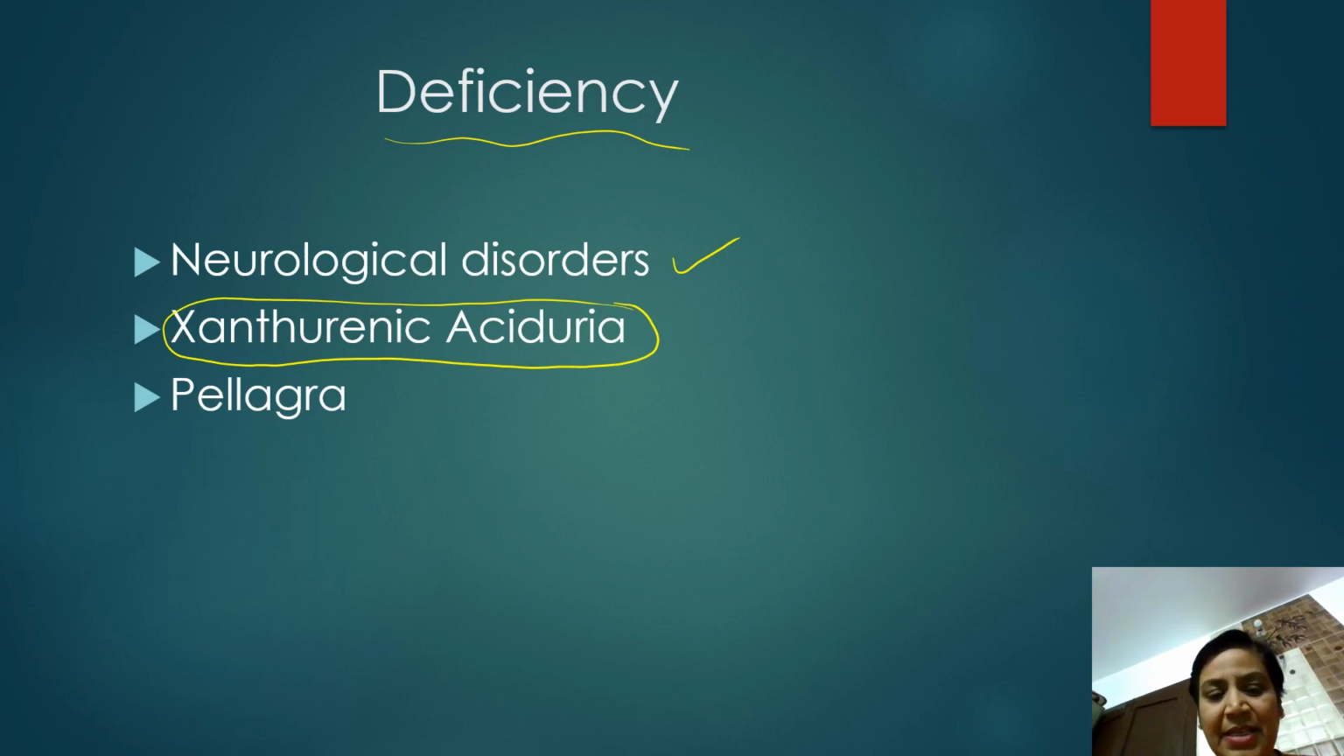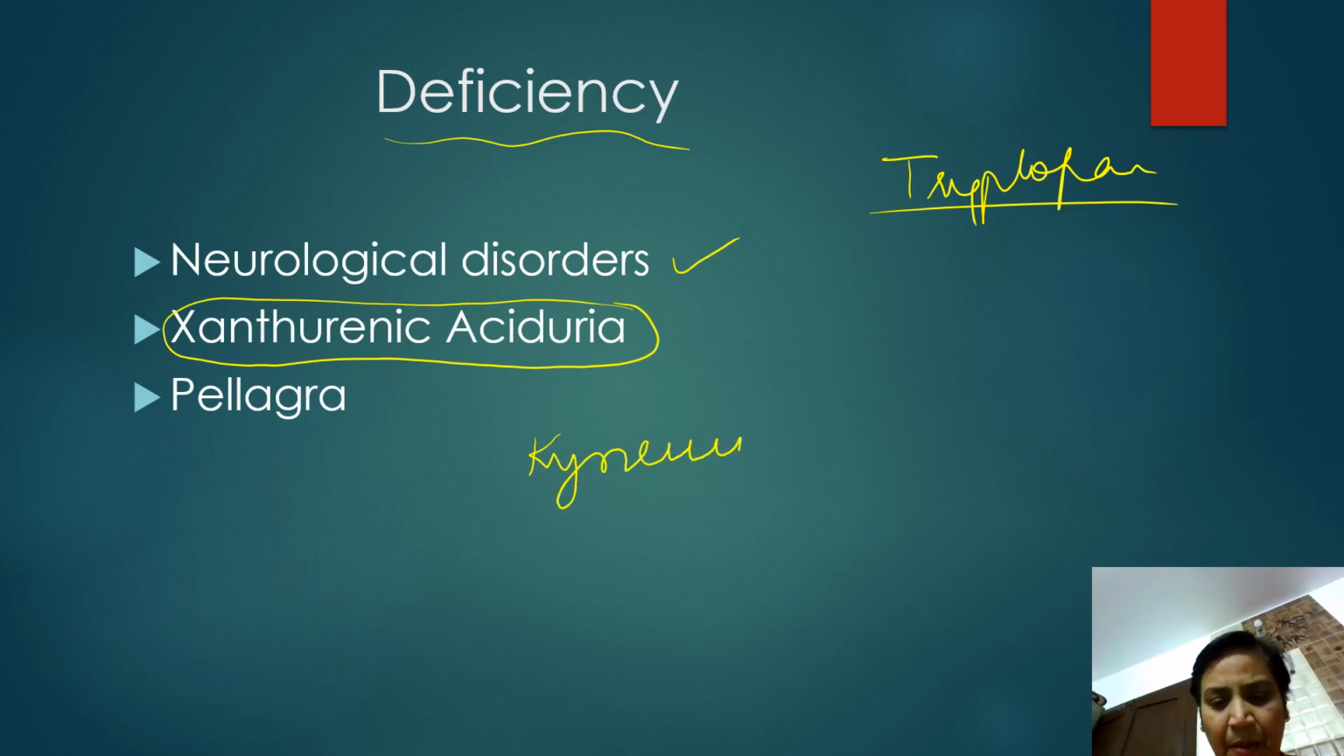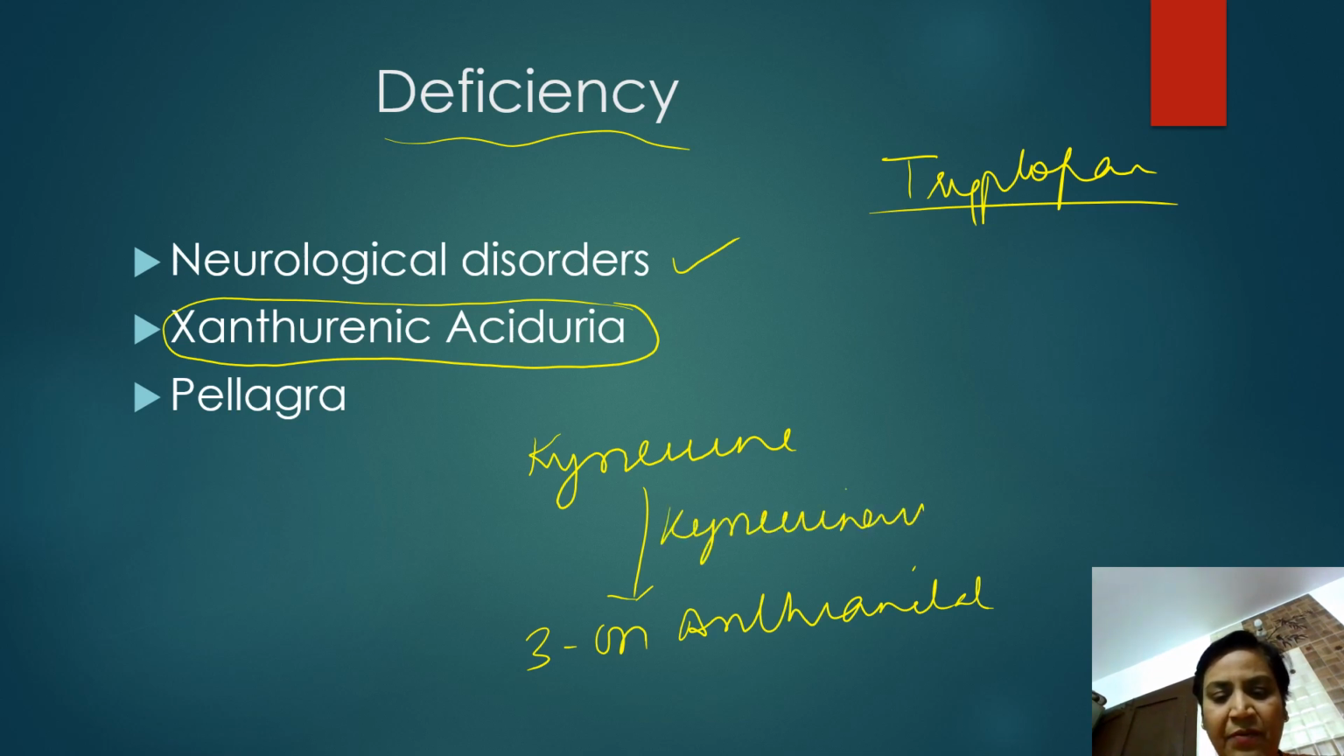Basically, see what happens is this kynurenine, or you can say tryptophan, undergoes degradation by the kynurenine pathway. So basically what is happening is this kynurenine gets converted to 3-hydroxyanthranilate in the presence of the enzyme kynureninase, which requires B6 for its action.